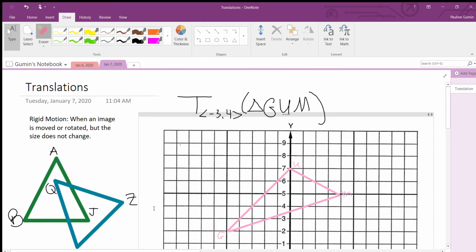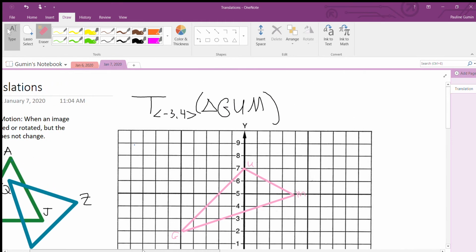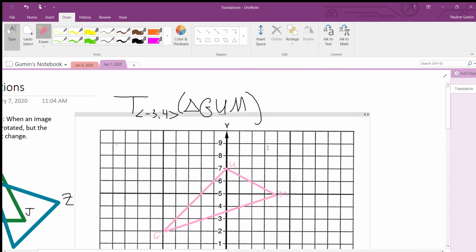Okay, next we talked about a new type of abbreviation for mathematics, so a little bit of shorthand. And that's this T with the pointy parentheses. Since these parentheses are pointy and not regular parentheses, they're implying transformations. The first part of it still applies to the x's, and the second part still applies to the y's.